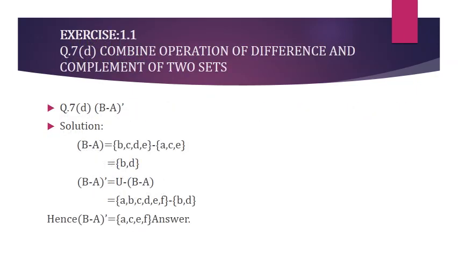Now students, come to our next slide, in which I have written the heading: combined operation of difference and complement of two sets. If you remember, in our last slide we found A complement, a single operation. In 7D, two operations are given: the difference of two sets in the bracket, and outside the bracket the bar is there, showing that after finding the difference of two sets we have to find the complement of the answer. Now come to question 7D. Our question is (B minus A) in the bracket, and outside is the symbol of complement.